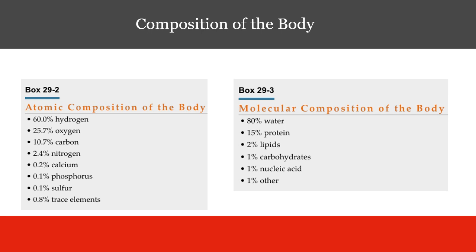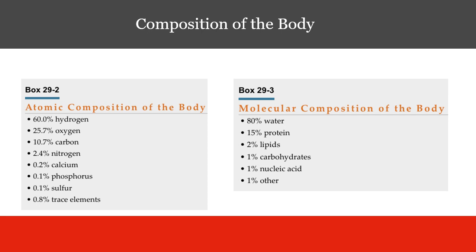Let's examine the composition of the body. In terms of the atomic composition, notice that the majority of our bodies is comprised of hydrogen at 60%. 25.7% of our bodies are comprised of oxygen, which is the reason why H2O is our most common molecule at 80%. Notice that the atomic composition then decreases to carbon being the third most common atom in the body, while on the molecular composition, 15% of us are comprised of proteins, then lipids, 1% carbohydrates, 1% nucleic acids, and 1% other.